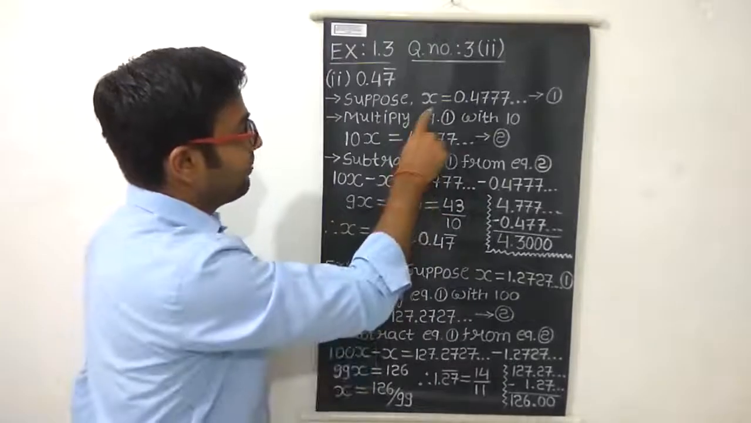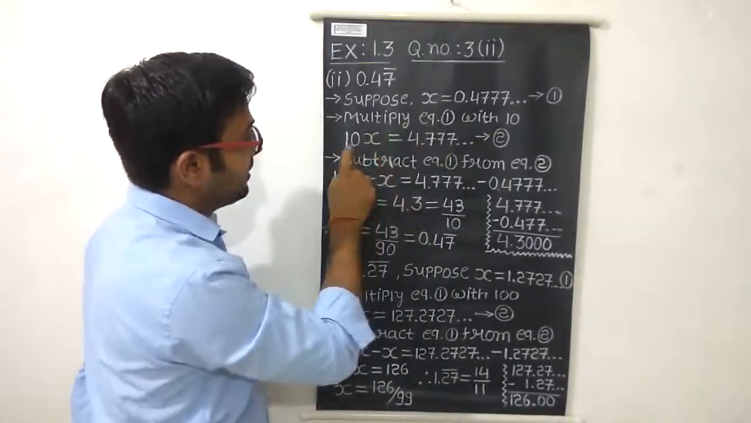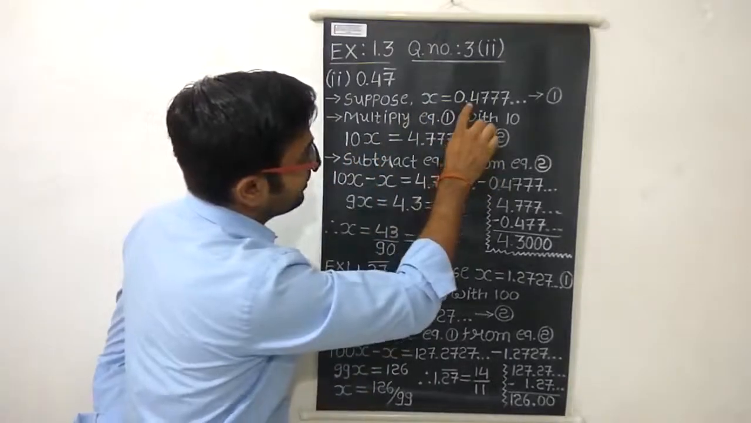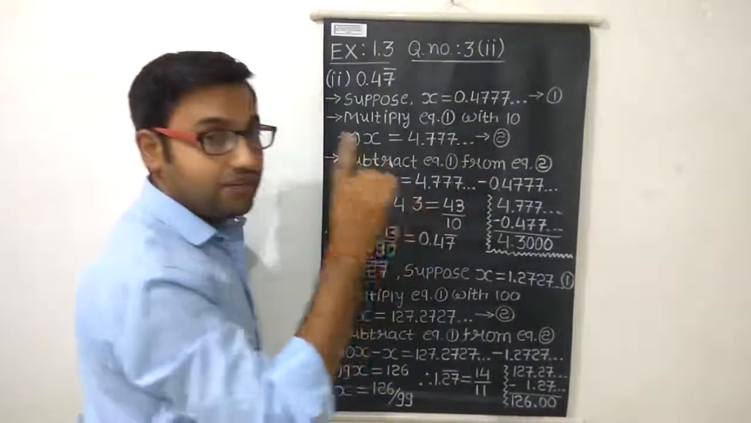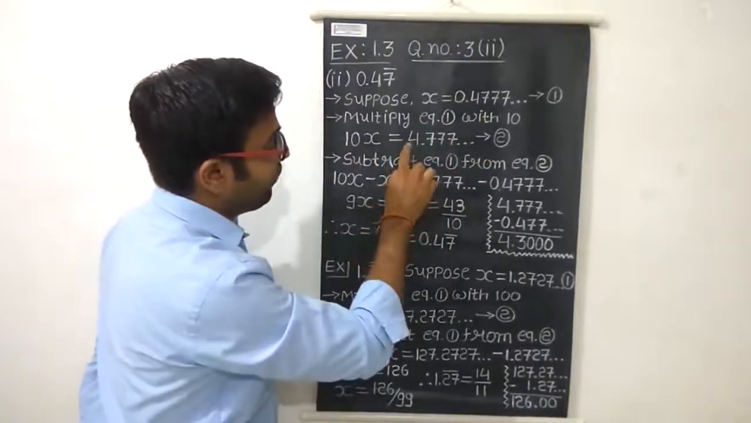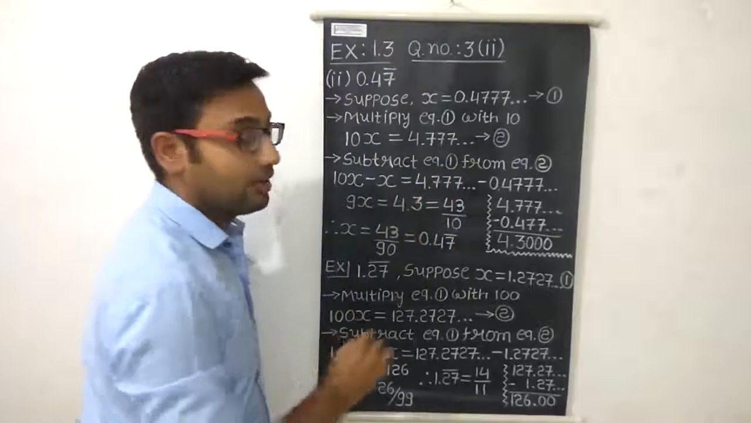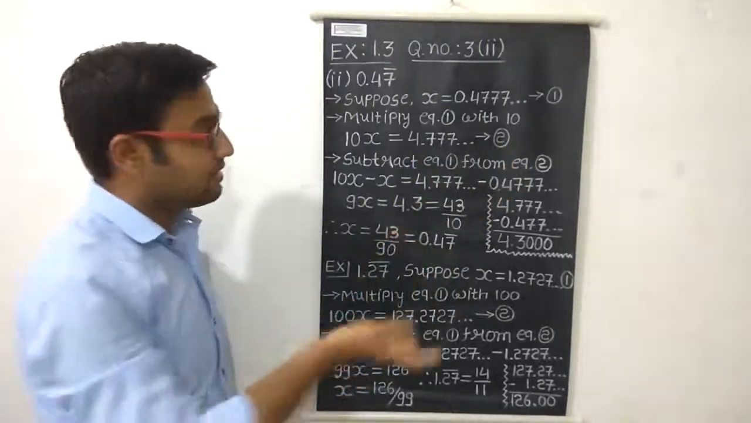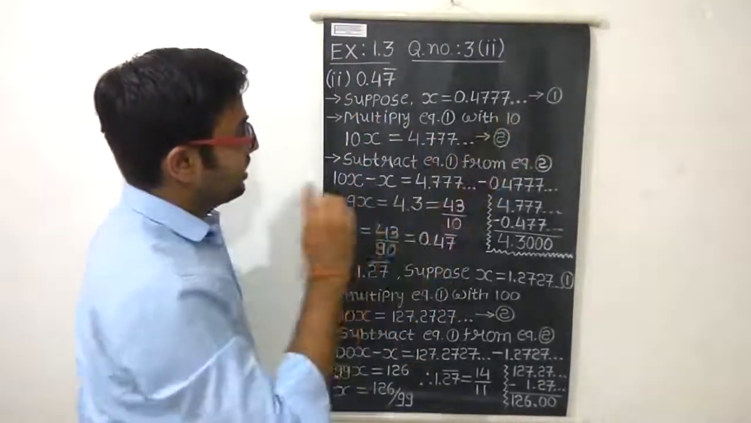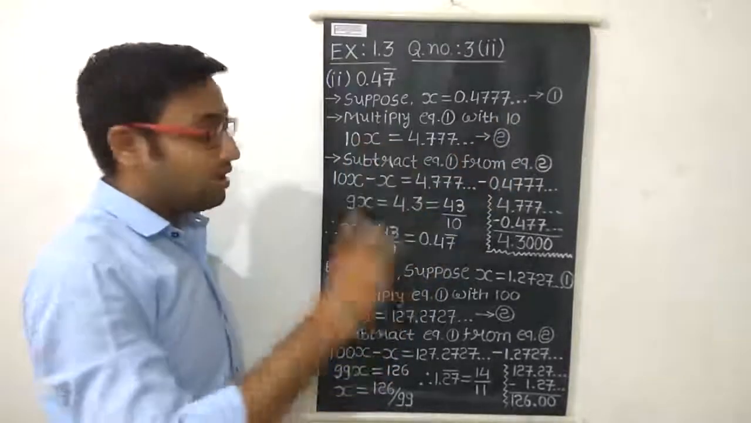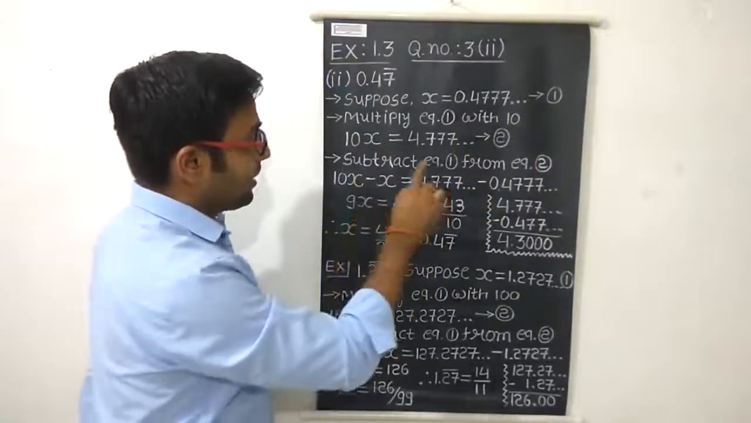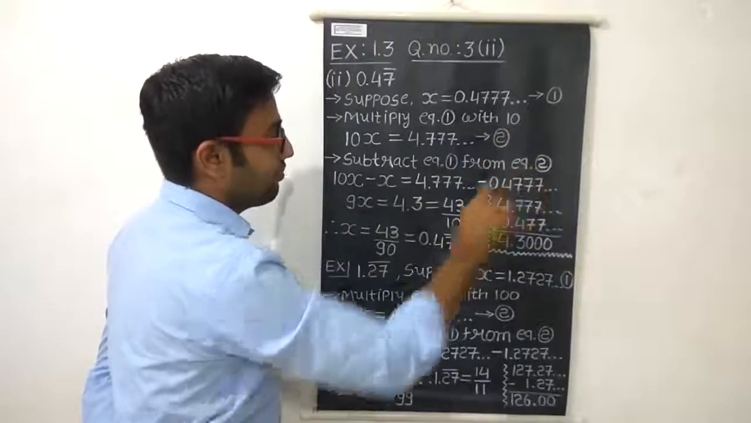By multiplying this, we will get left hand side 10x, right hand side the point shifts to the right by one position. So we will get 4.777. Give it equation number 2. This is the first step to suppose, second step to multiply, third step is to subtract. Subtract equation number 1 from equation number 2.